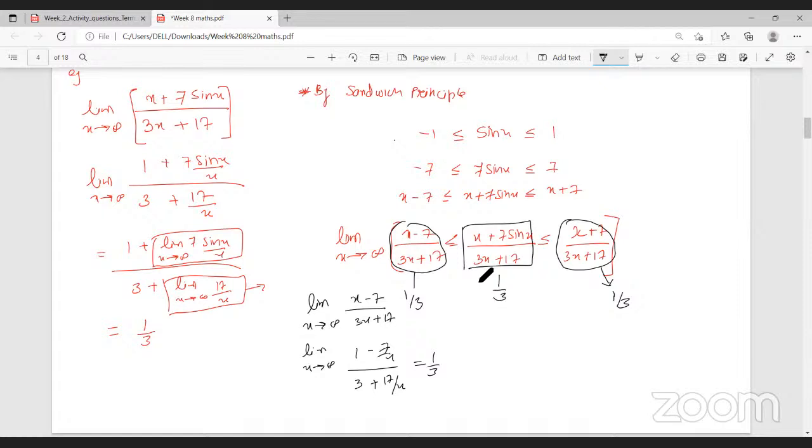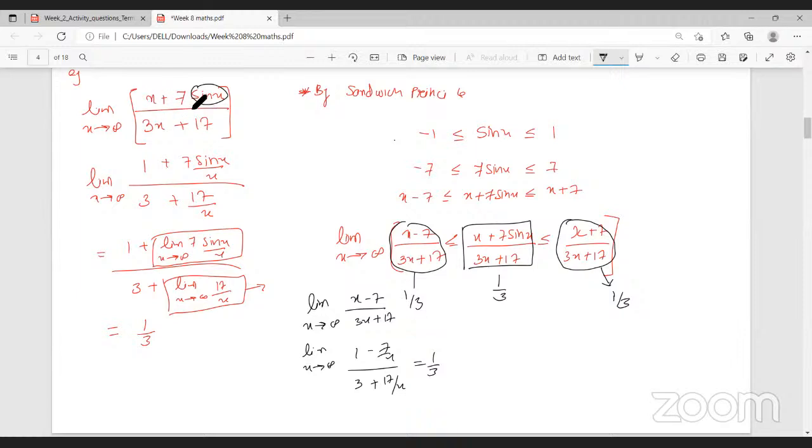Please note down that whenever there is any trigonometric function, say sin x or cos x, we know the range. Instead of sin x, if there is cos x, it also varies from -1 to 1 only. So for most trigonometric functions, we can use the sandwich principle. Whenever there is sin x or cos x, just think about the sandwich principle, okay?